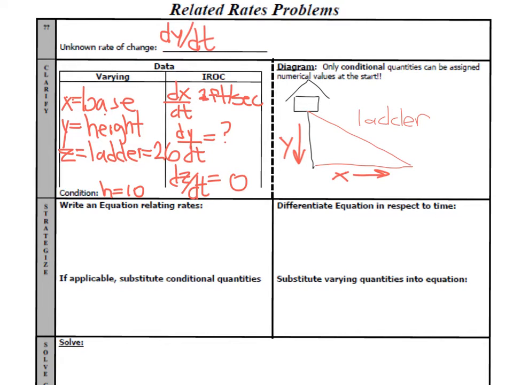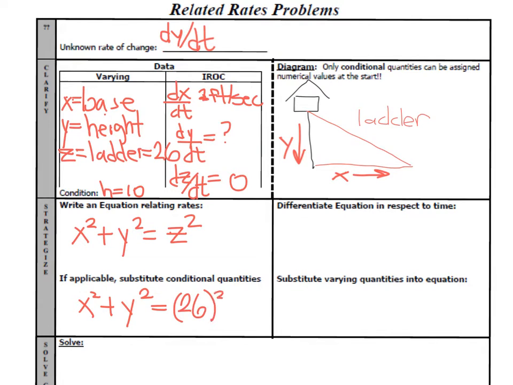So knowing that I've got a little triangle going on here, I'm going to be using Pythagorean Theorem. So I first write the equation, x squared plus y squared equals z squared. You always have to identify what equation am I taking the derivative of. Now before I take the derivative, I substitute any constants, because this will make it so much easier when I take the derivative. Whoops, sorry, that did not mean to be a 2. x squared plus y squared, and the ladder is 26 feet long, so it's 26 squared.